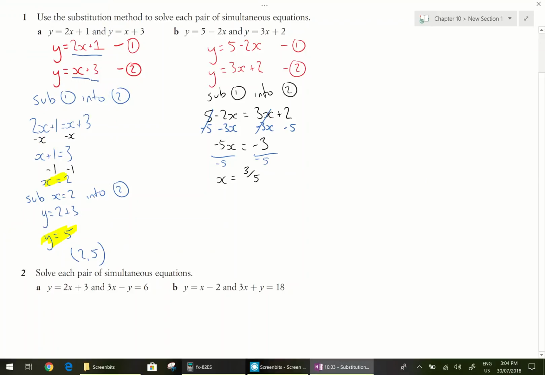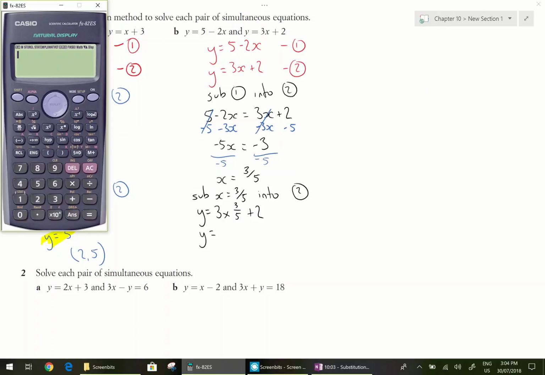So if we look at working out our y answer, we're going to sub x equals 3/5. We're going to sub it into, I'll sub it into equation 2. It just looks a bit nicer because the x is first and then the number's second. And that's going to equal, so here's my equation, 3 times x. So 3 times 3/5 plus 2. That will give us our y answer.